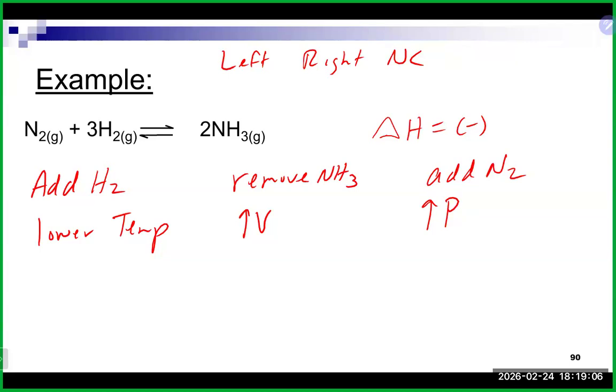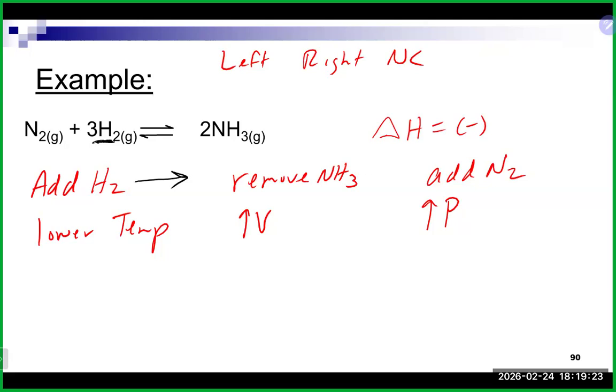Okay, let's take a look. So in this case here, we're going to add some H2. H2 is a reactant. So when we add, it shifts away. So we would expect it to go to the right in this case. Again, we're increasing our reactant. It's going to increase that forward direction of the reaction.